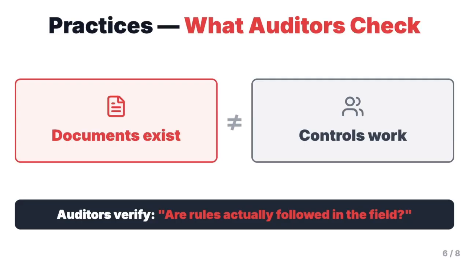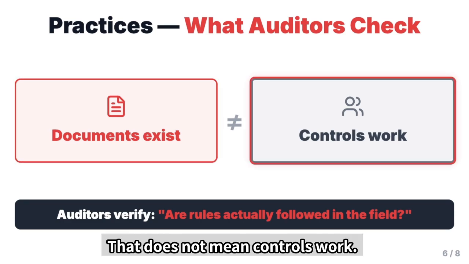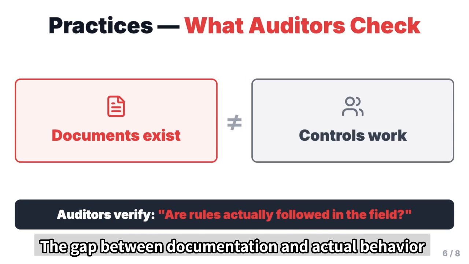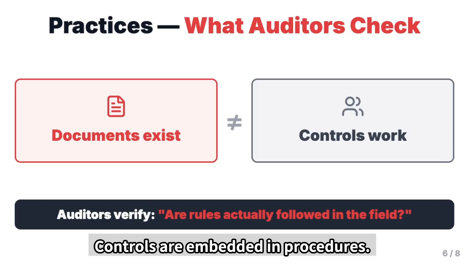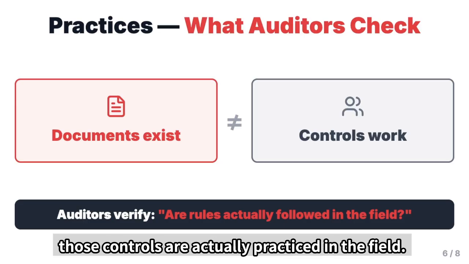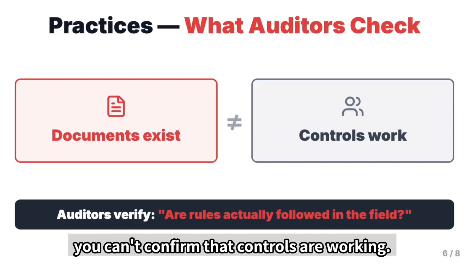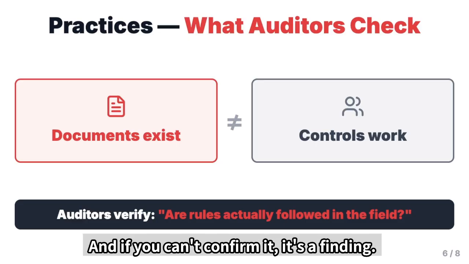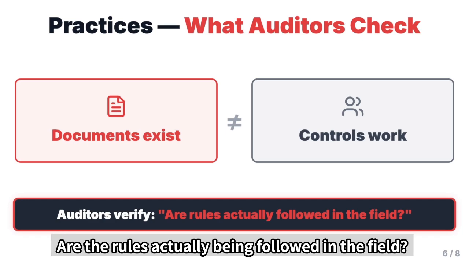Practices, what auditors check. This is the slide that ties everything together. Documents exist. That does not mean controls work. The gap between documentation and actual behavior is exactly what auditors are looking for. Controls are embedded in procedures, but auditors go further and verify that those controls are actually practiced in the field, not just written down. When practices don't match documentation, you can't confirm that controls are working, and if you can't confirm it, it's a finding. So, the auditor's core question is always this: are the rules actually being followed in the field?